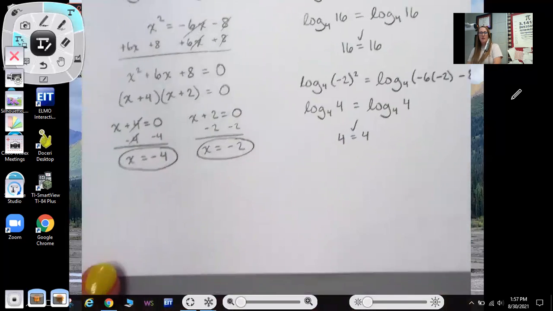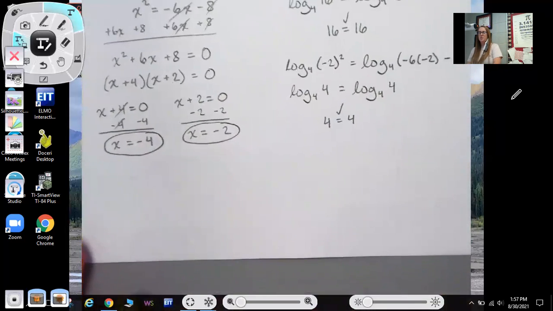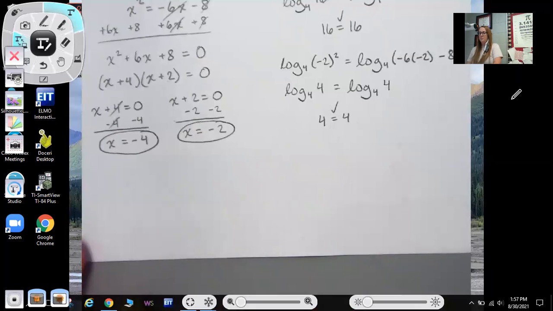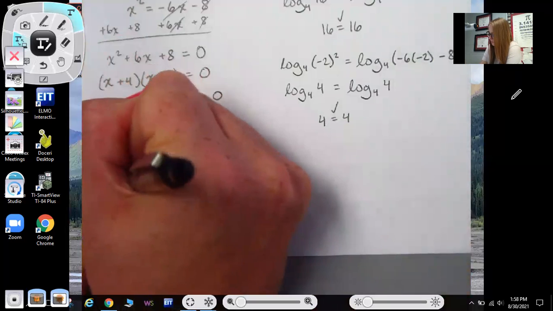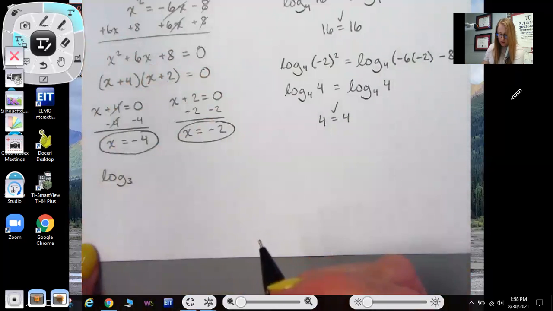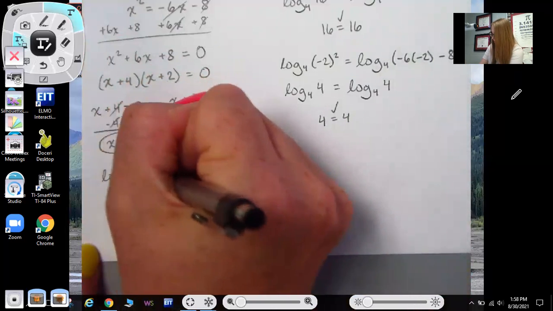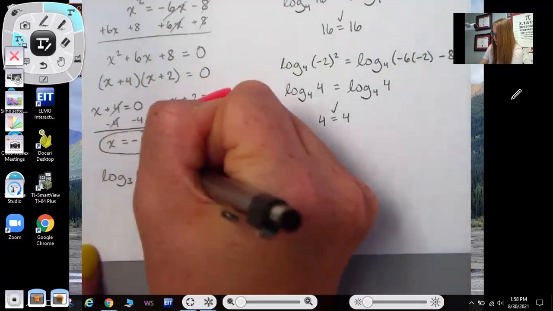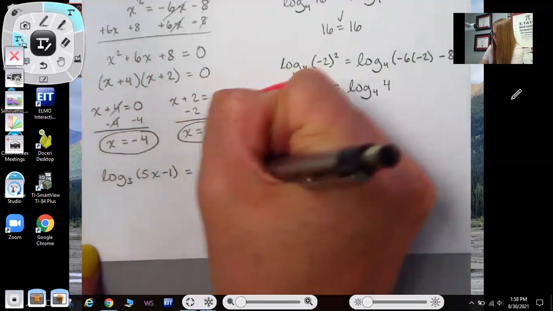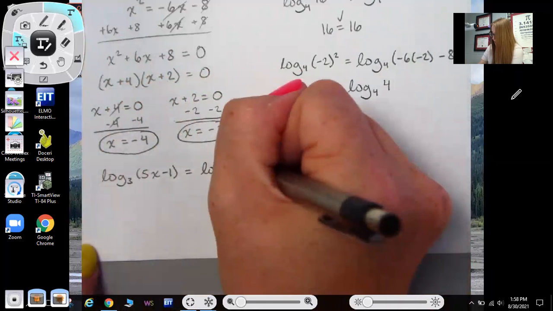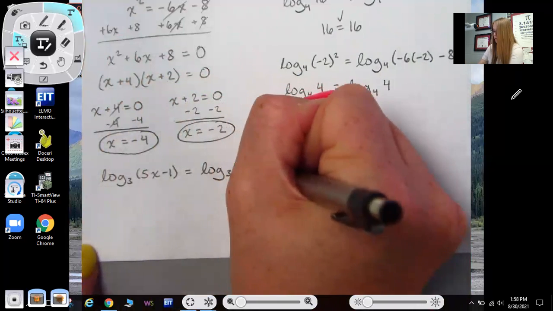If you can fit it, I've got one more to work on this front page, and it's a lot shorter. It's probably half as long as the two that we just did. Just find some space anywhere on the front page, and then we'll take a break after this one. Log base 3 of 5x minus 1 equals log base 3 of x plus 7.